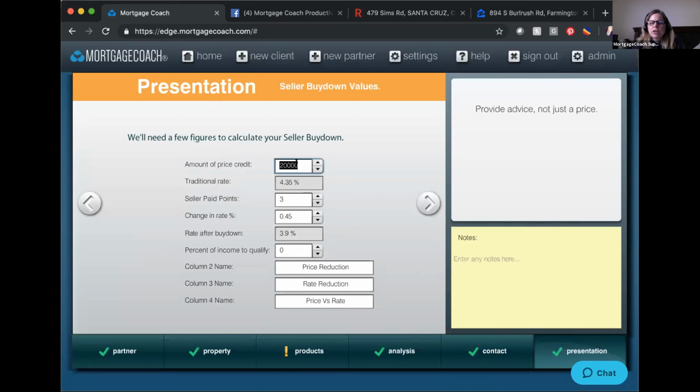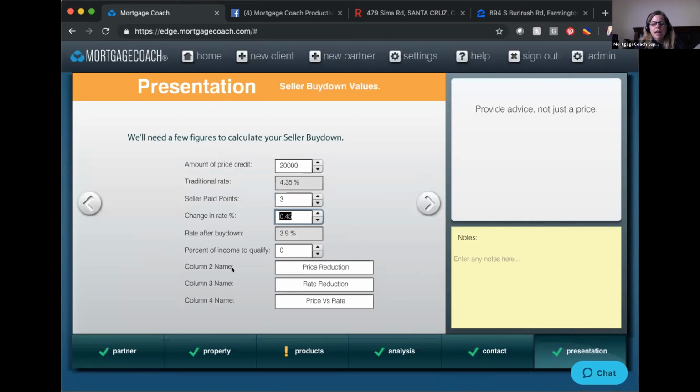When you move over, now you're going to put in the information about the seller buy down. So the price credit, so how much money are they talking about dropping that price? What makes sense on dropping that price? On this one, I put 20,000. The seller paid points, how much is it going to cost the seller when you're using a seller paid buy down? And then what is that change of rate going to be? So in my case, it's going to drop it down a little less than 0.5%.